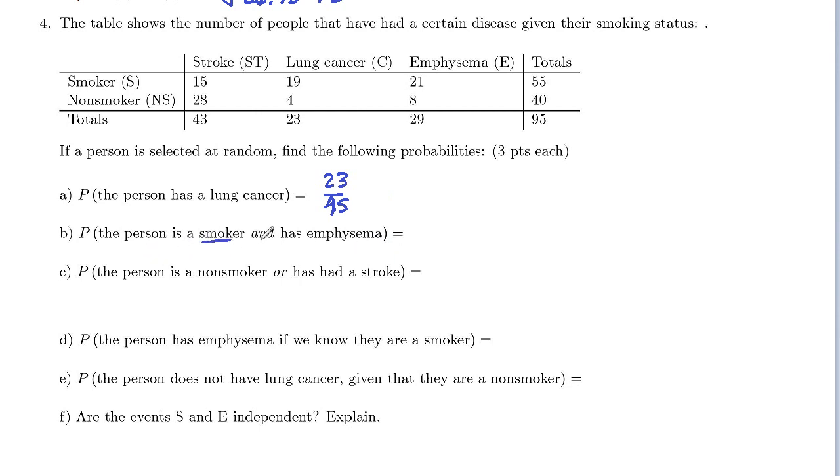Person is a smoker and has emphysema. So smokers are in this row, emphysema in this column. That 21 is both in the smoker row and the emphysema column. So that's our desired outcomes, 21. And then the total outcomes is 95.